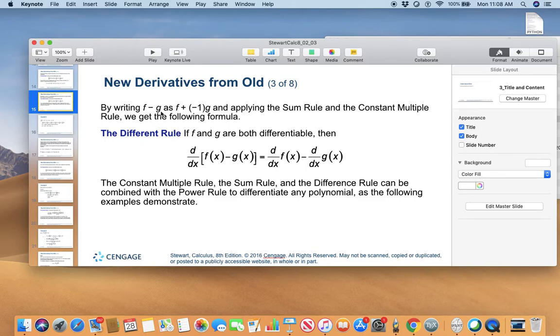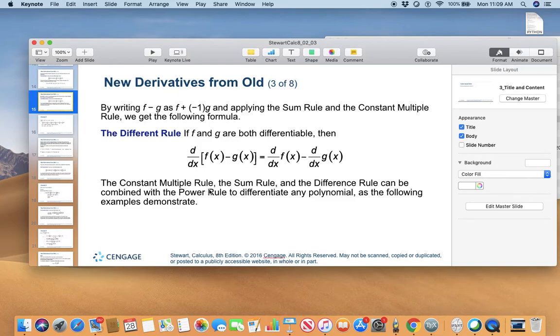Likewise, if I have f minus g, then I can think of it as f plus minus 1 times g. Now you use the sum rule to split the derivative. So the derivative of a difference is derivative of the first plus derivative of minus 1 times the second. Now you see, minus 1 is a constant, so it can come out. So essentially you are saying the derivative of f(x) minus g(x) is derivative of f(x) minus derivative of g(x).